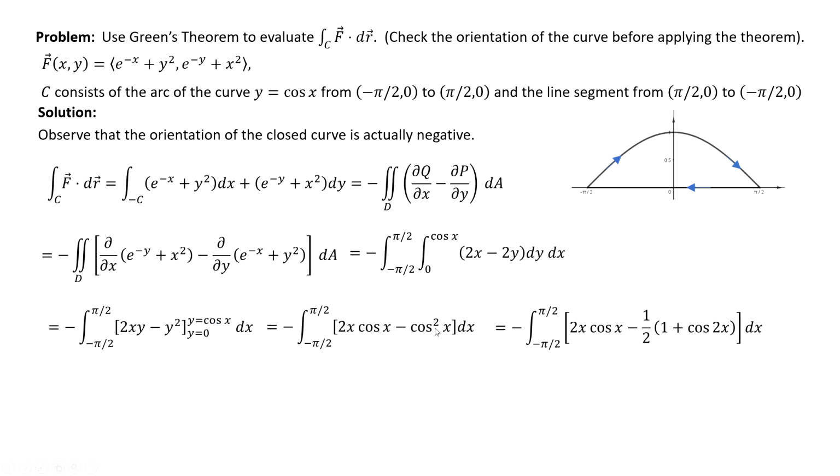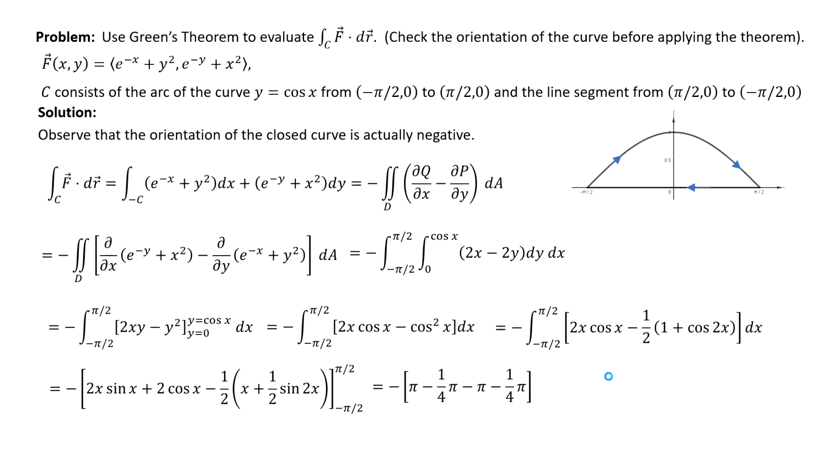By the way, cosine square x is 1/2 of 1 plus cosine 2x. Remember how to evaluate that. And the integral of x cosine x, you have to do integration by parts. You do all that stuff, and we are in business. So this turns out to be pi/2.